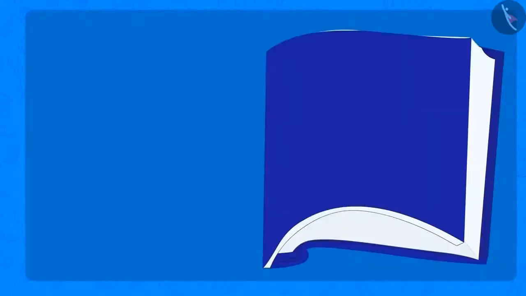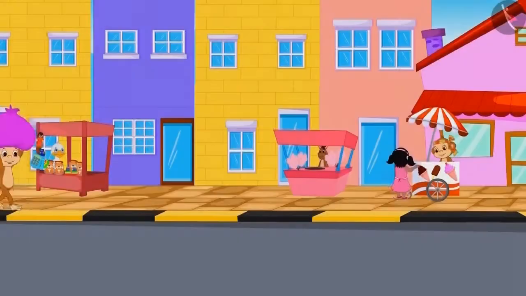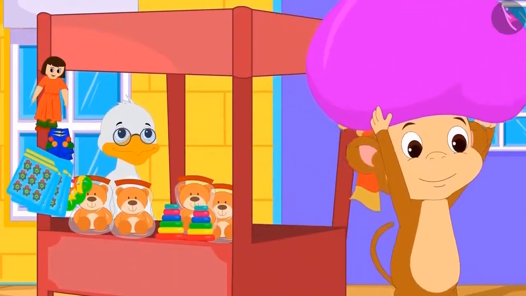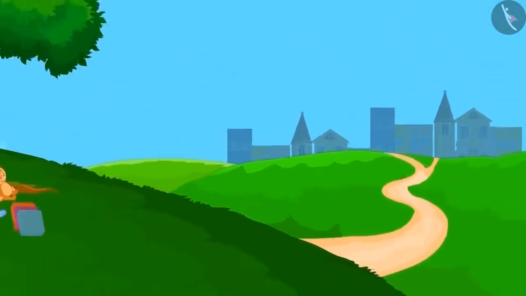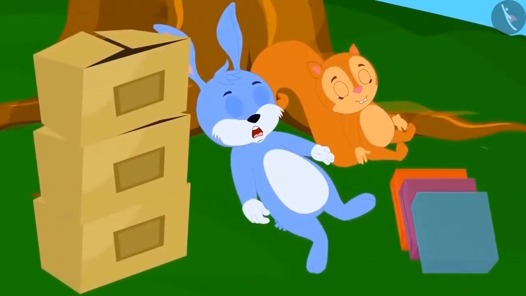In the last lesson, we learned an easy method of addition and subtraction of numbers. In this lesson, we will see some interesting examples of the same. All the traders of the village used to visit the city often to sell their goods. On the way to the city, the sun was very harsh and there was only one tree on the entire route. All the traders would rest in the shade of this tree and then walk towards the city.